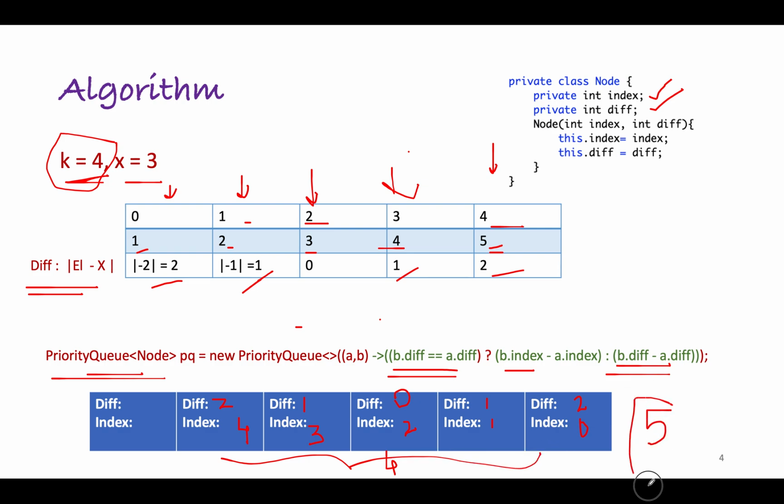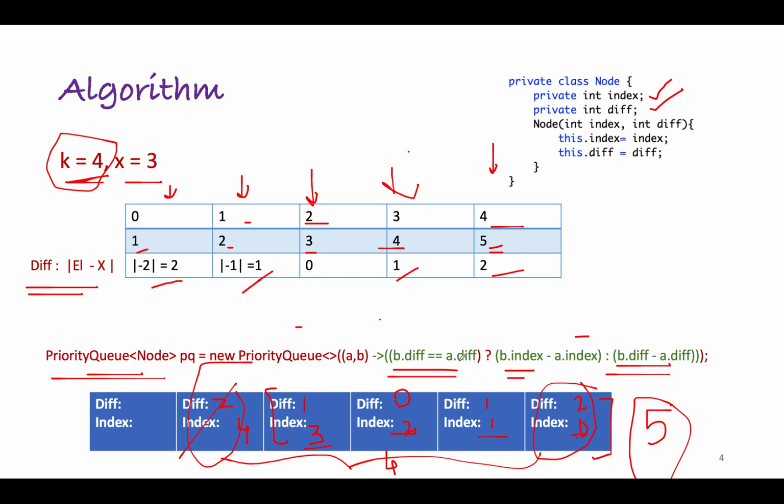As soon as you see that the size is greater than k, we'll pull out an element from the priority queue. Which element will be pulled out? The one with the maximum difference. What are those two elements with maximum difference? This one and this one. And whenever the difference is equal, what are you going to check? The index value. The one with the higher index will be pulled out. So this element is gone.